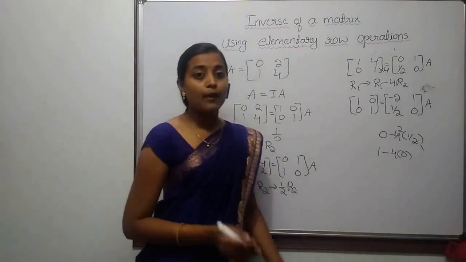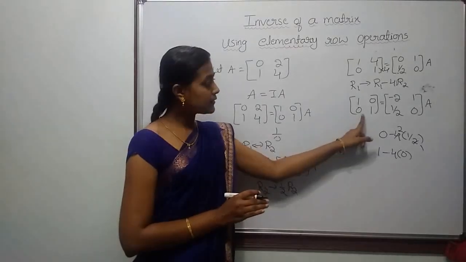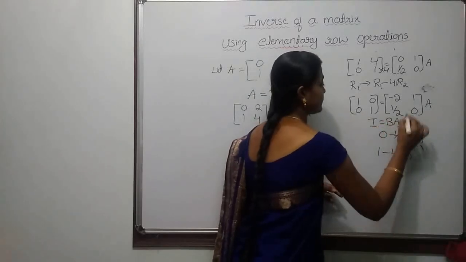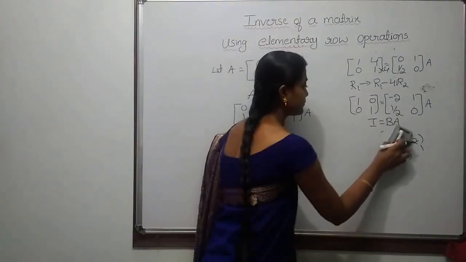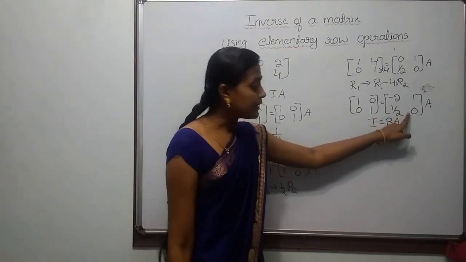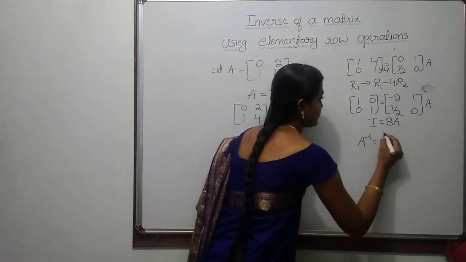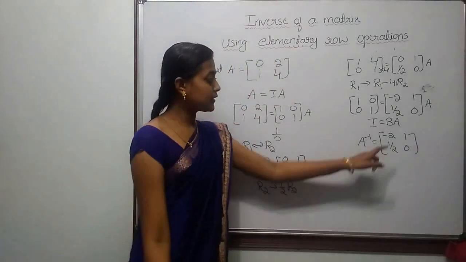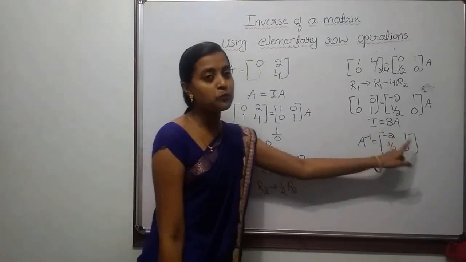Into A. We have reduced the matrix in the LHS to identity. Now this equation is in the form I is equal to B into A. Then the matrix B is the inverse of the matrix A. Therefore, A inverse is equal to the matrix containing elements -2, 1, 1 by 2, 0.